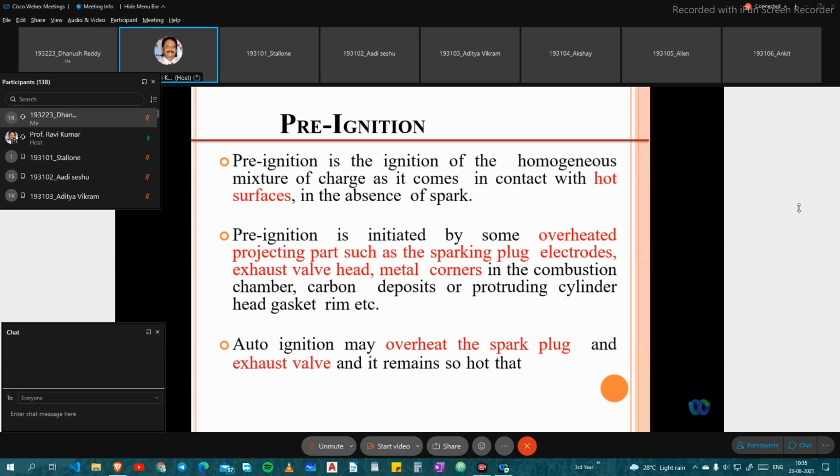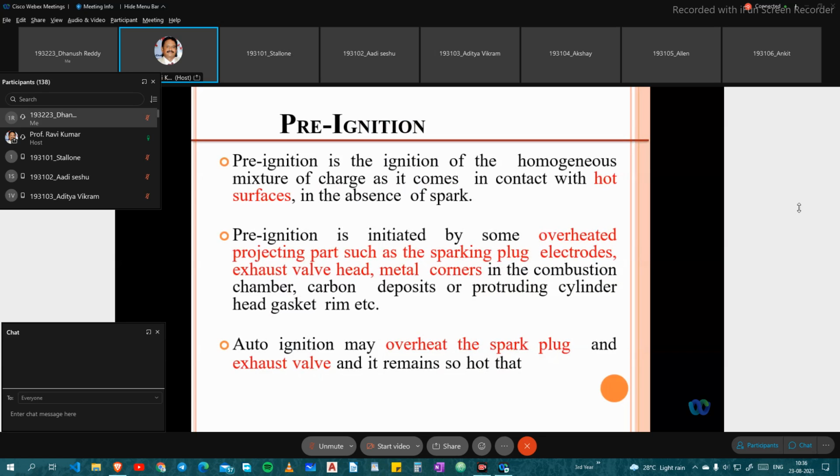Pre-ignition is initiated by some overheated projecting parts such as the spark plug electrodes, exhaust valve heads, metal corners in the combustion chamber, carbon deposits, or protruding cylinder head gasket rim. Pre-ignition takes place, initiated by overheated projecting parts inside the cylinder, inside the sleeve. You can have heating parts because of the high speed, high combustion, high cyclic process and all, such as the spark plugs. It may go to the top of the head, and it may also affect the spark plug electrodes.